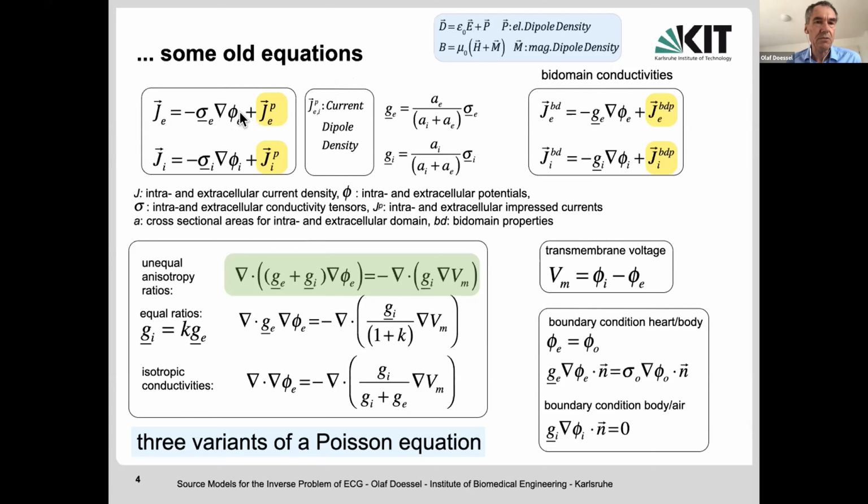So here is the idea of the impressed current density, which is conductivity times the gradient of the extracellular potential plus some impressed currents. This is the total current density, and this is the impressed current density. The idea of the impressed current density is not really new because if you go to field theory and find the equations that combine the electric field and the polarization vector and the magnetic field and the magnetization, you find absolutely similar equations like that.